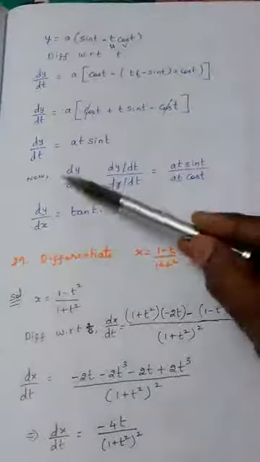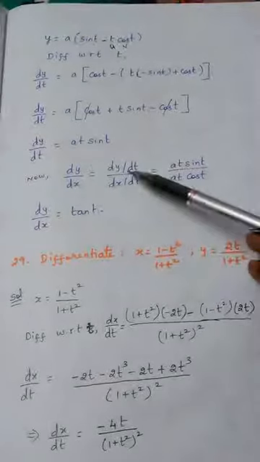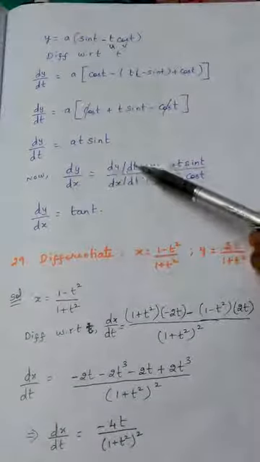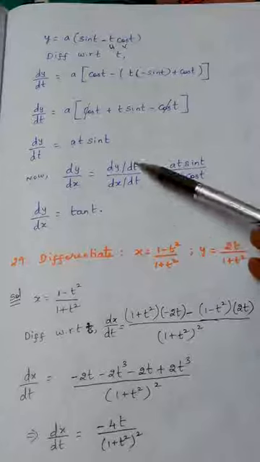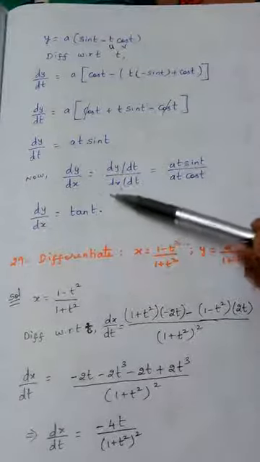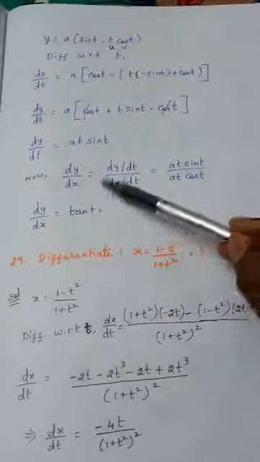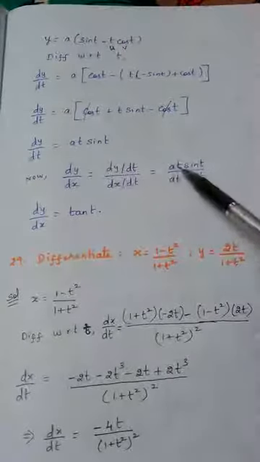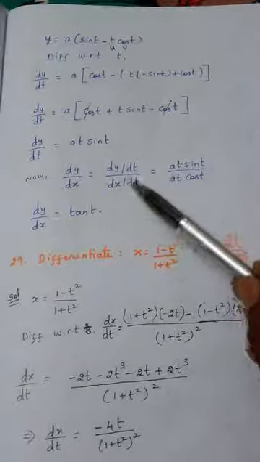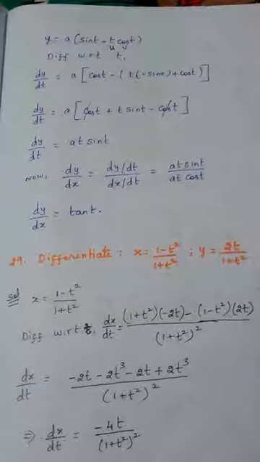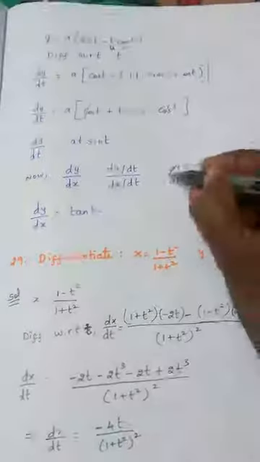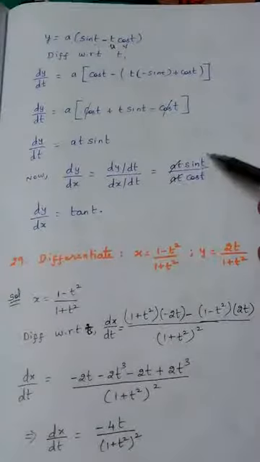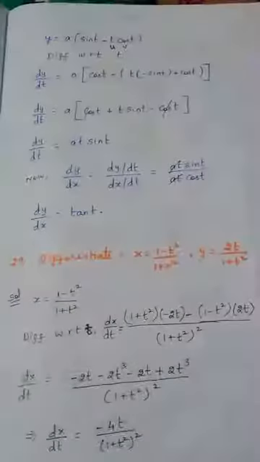So now we actually want dy by dx. The formula for dy by dx is dy by dt divided by dx by dt, so that if this gets cancelled, we will get dy by dx. So dy by dx can be written like this, where the numerator, just now we found out, is t sin t, and dx by dt we already found the value is t cos t, and here t gets cancelled. Again sin t by cos t, answer is tan t.